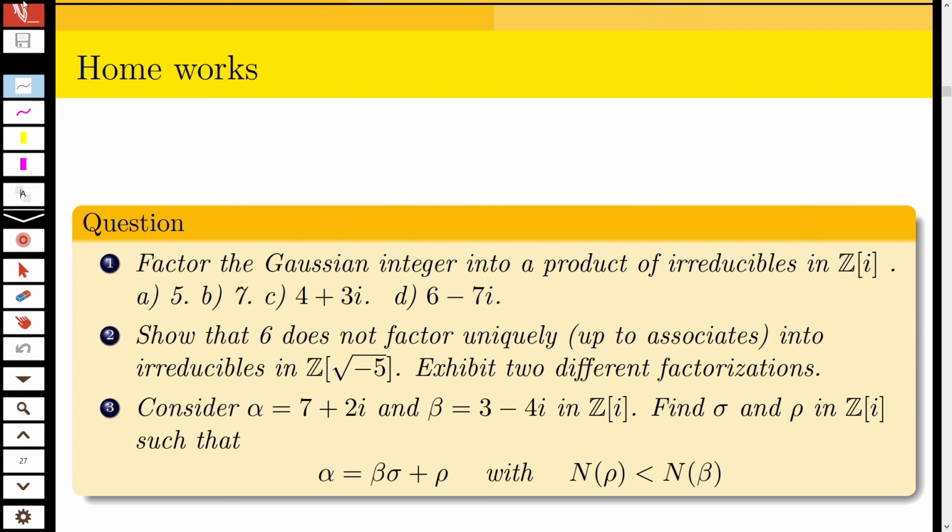Now you do these homeworks. Factor the Gaussian integers 5, 7, 4 plus 3i, 6 minus 7i into a product of irreducibles in Z[i]. Second question, show that 6 does not factor uniquely into irreducibles in Z[square root of minus 5] and exhibit two different factorizations. And third problem, consider alpha equal to 7 plus 2i, beta equal to 3 minus 4i in Z[i]. Find sigma and rho in Z[i] such that alpha is equal to beta sigma plus rho with n of rho less than n of beta.